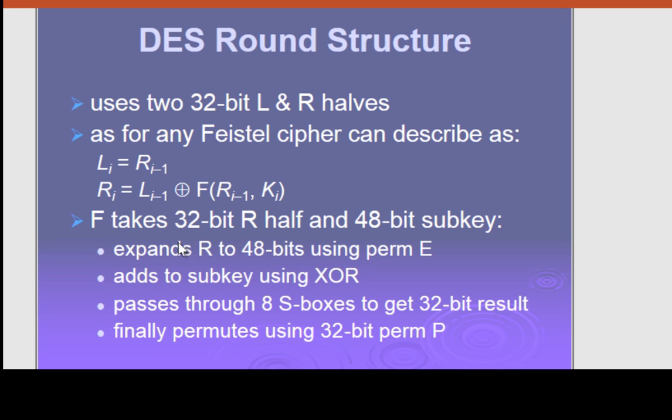So what F takes is the 32 bit right half and 48 bit subkey. What this round function takes is the 32 bit right half, and also the 48 bit subkey. It expands R to 48 bits using permutation expansion. So it expands the right part to 48 bits, because actually the right part is only 32 bits, left part 32, right part 32.